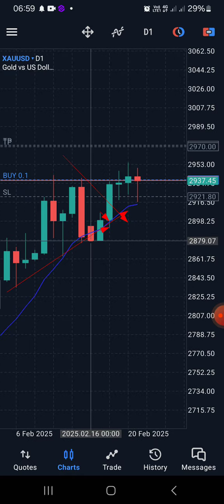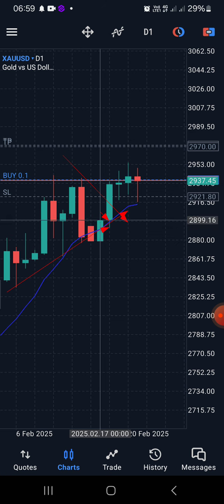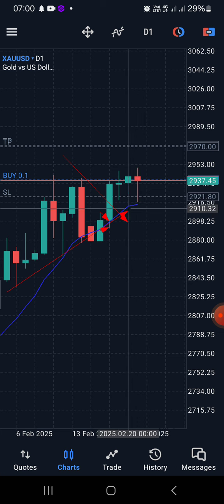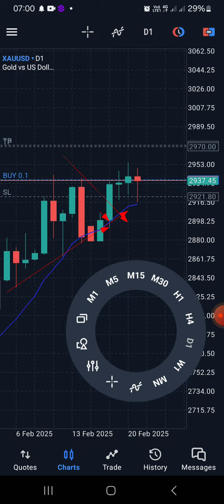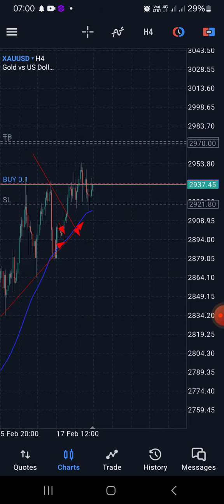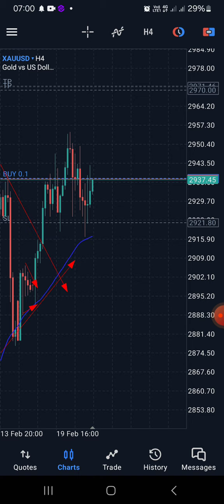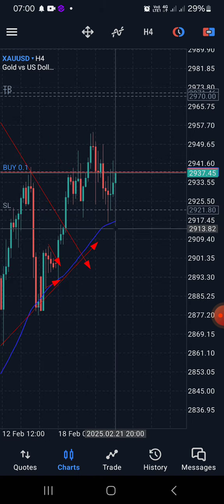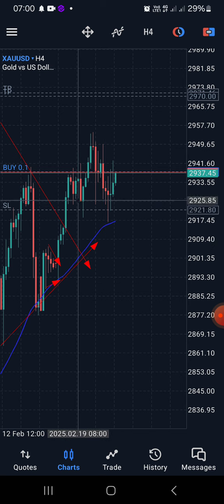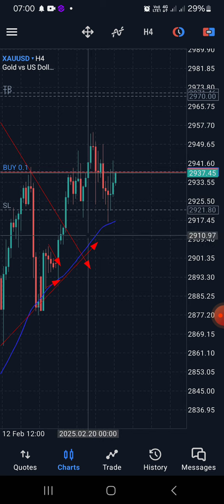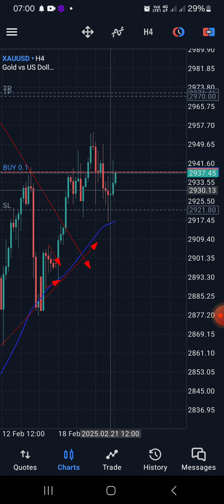You can see the market breaks this position, and currently the moving average is above the candlestick. So let's check for 4 hours. The same thing happened here. There was a pin bar that was very close to the moving average, but it returned back to its position. That's what is happening here in the 4 hours.